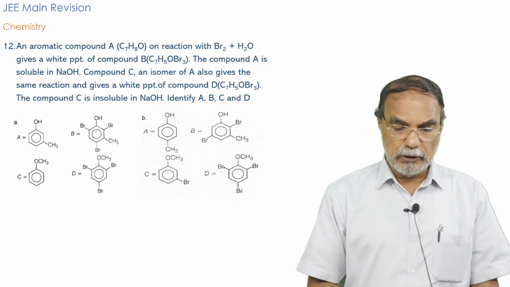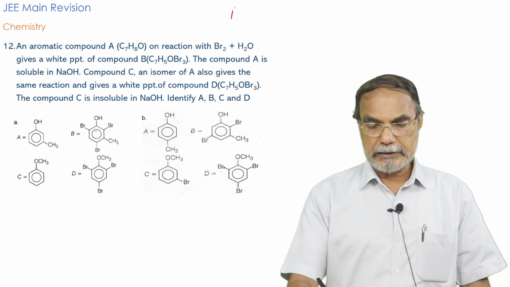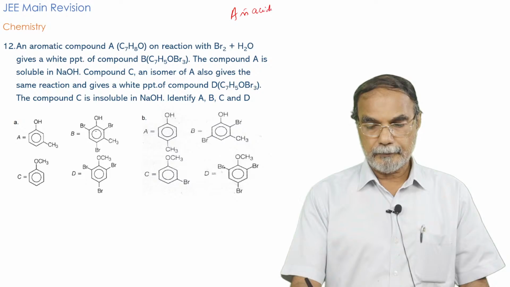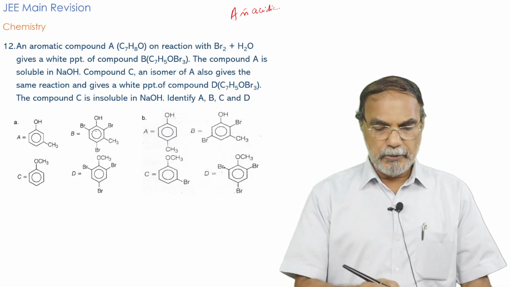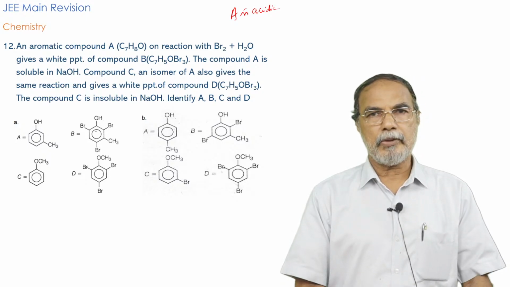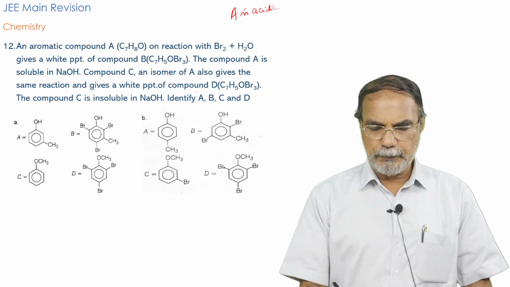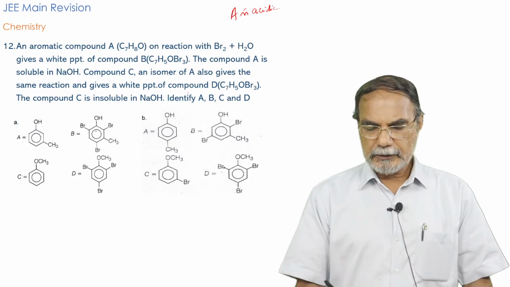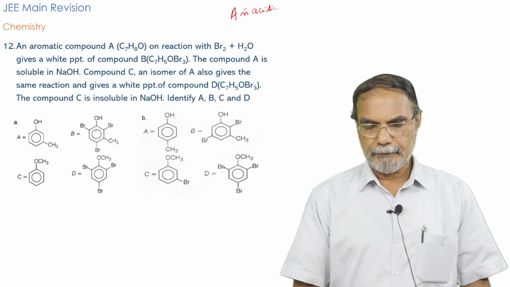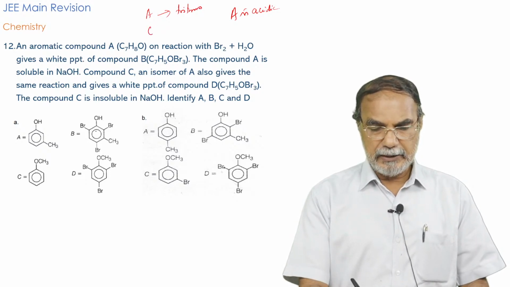Now the compound A is soluble in NaOH. That means the compound A is acidic. A is acidic. Now compound C is an isomer of A. Compound C, which is an isomer of A, also gives the same reaction and gives a white precipitate of the compound in which 3 hydrogen atoms have been replaced by bromine. So A is a compound which gives the tribromo compound. The isomer of A is C, that also gives the tribromo compound.